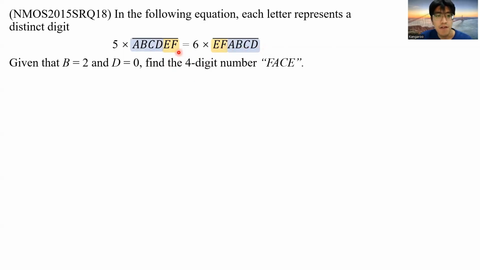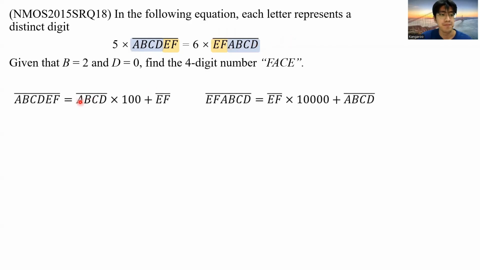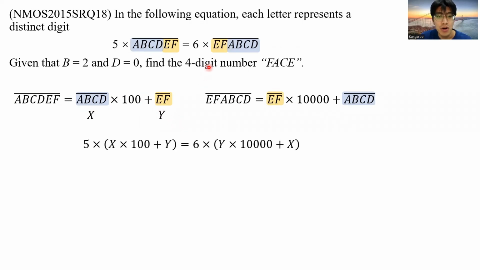So instead of expressing these two numbers as 6 letters, we can do this by grouping them up. We can write ABCDEF equals ABCD times 100 plus EF, and EFABCD equals EF times 10,000 plus ABCD. To make it more obvious, I can call this number x and this number y, and this would greatly simplify our calculation.